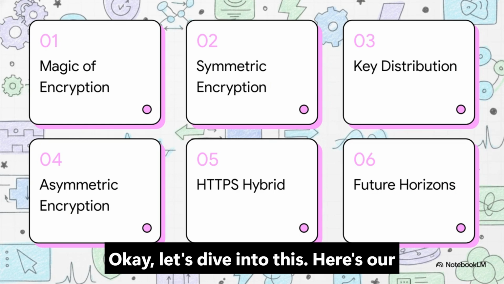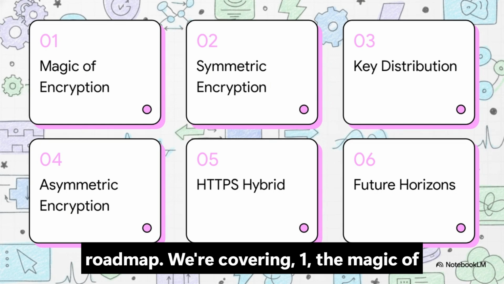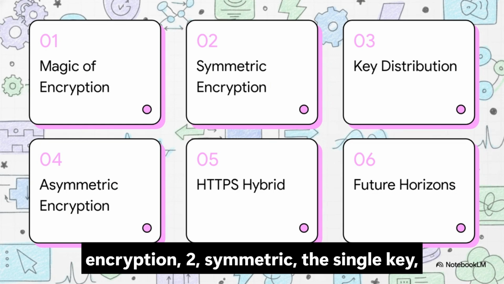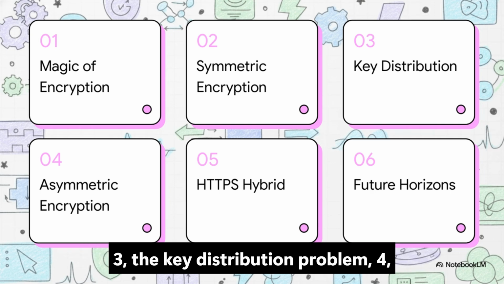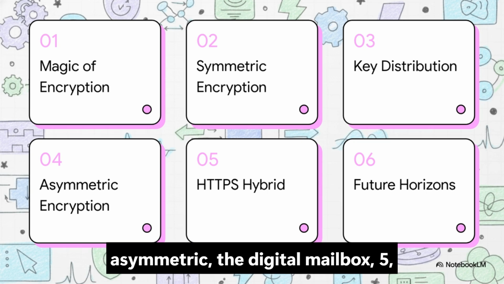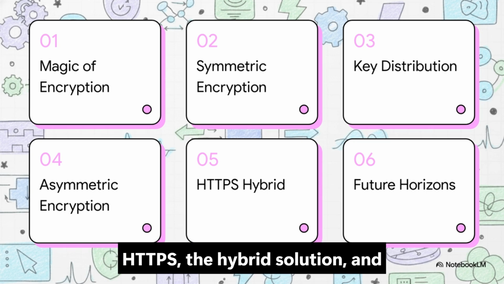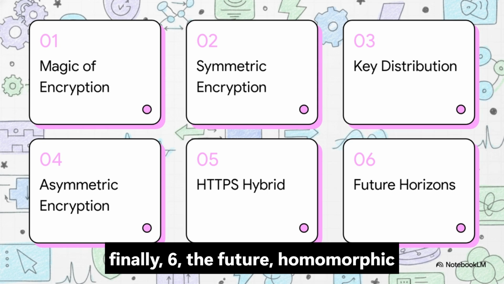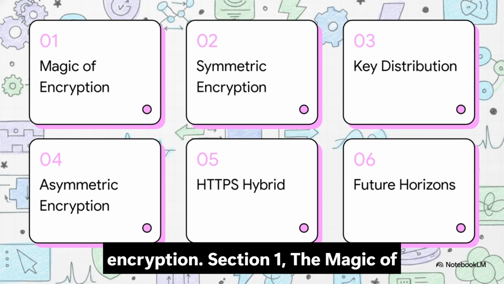Okay, let's dive into this. Here's our roadmap. We're covering 1. The magic of encryption, 2. Symmetric, the single key, 3. The key distribution problem, 4. Asymmetric, the digital mailbox, 5. HTTPS, the hybrid solution, and finally, 6. The future, homomorphic encryption.